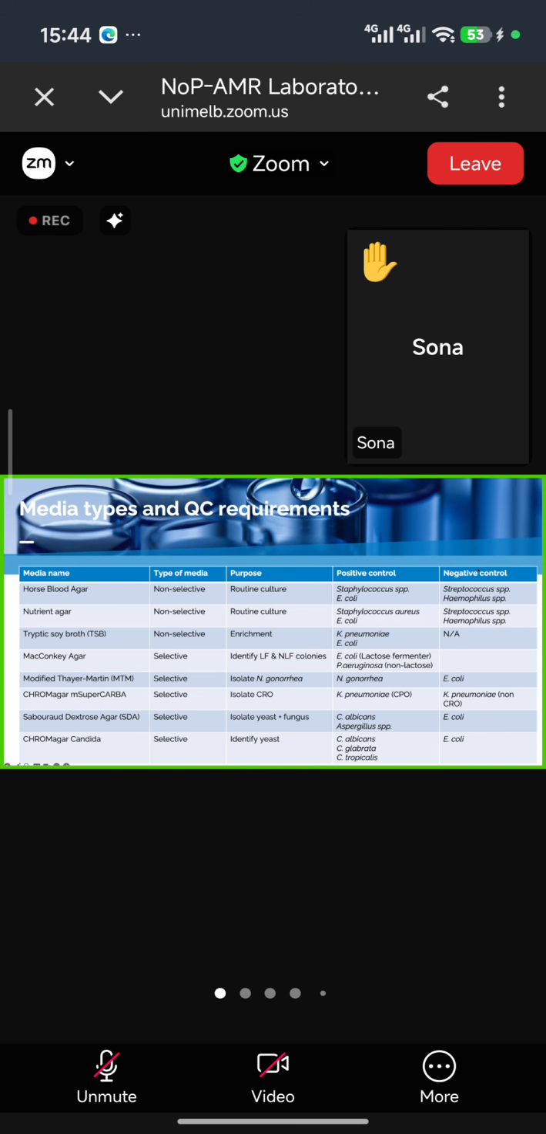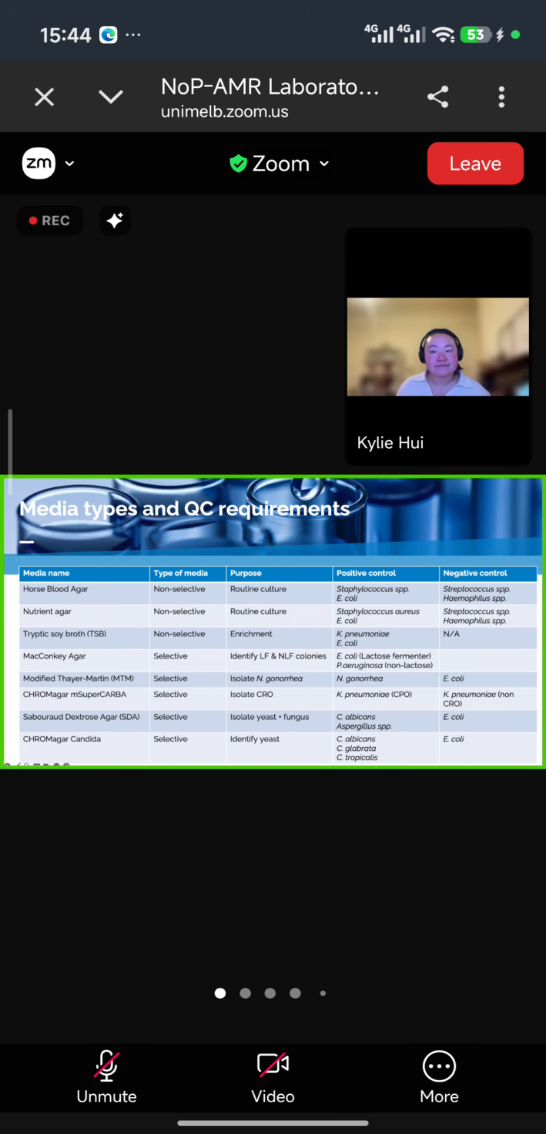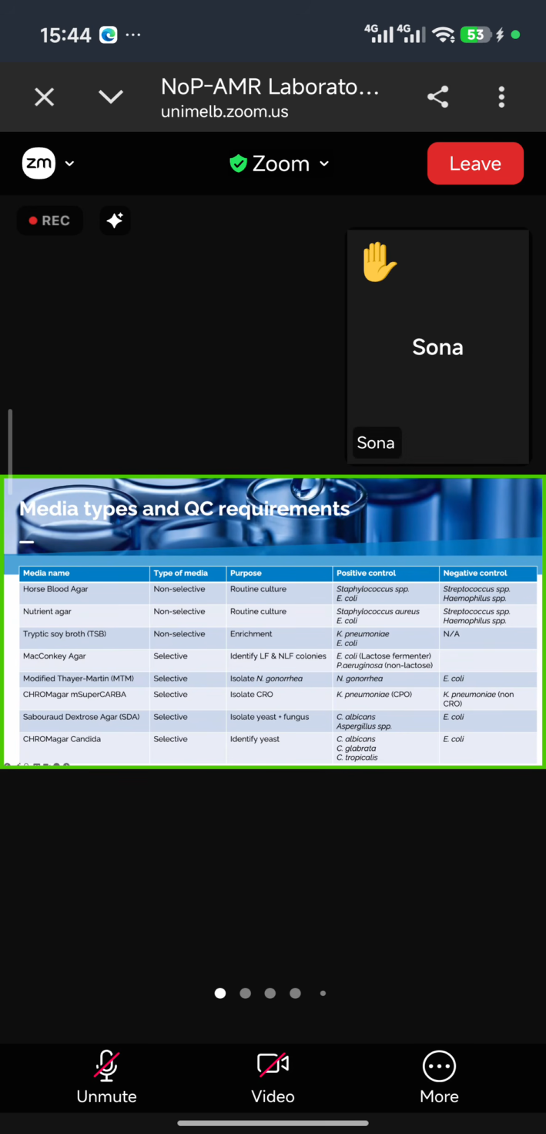And I have a question related to the in-house preparation of media or reagents, including commercial reagents that didn't have an expiry date. Do you have any idea how long we should keep them in the lab for the expiry dates?